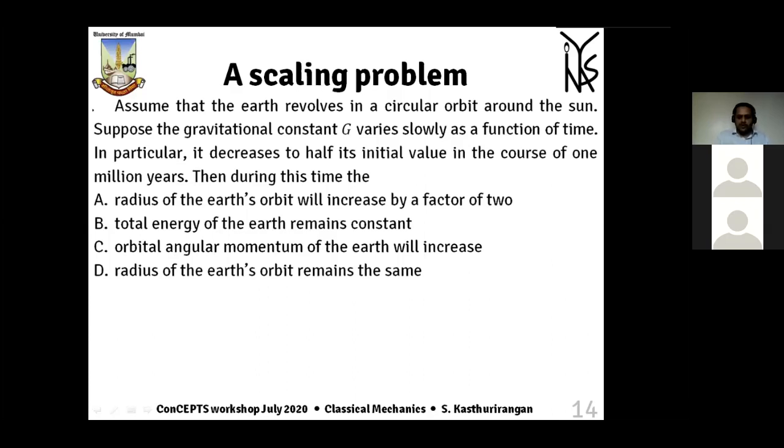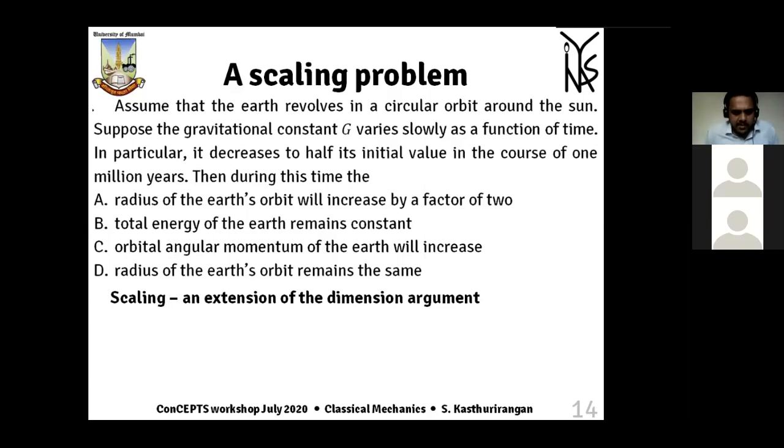How do you go about tackling this problem? The approach which I am going to present here is the approach of scaling. It's basically an extension of the idea of dimensional analysis to take it to one more additional level. But first, let us eliminate a few of the things which are not going to happen.